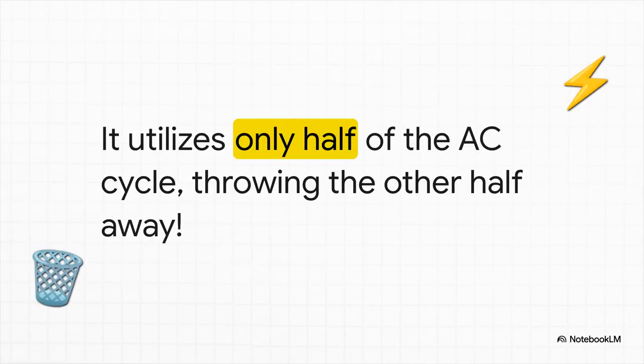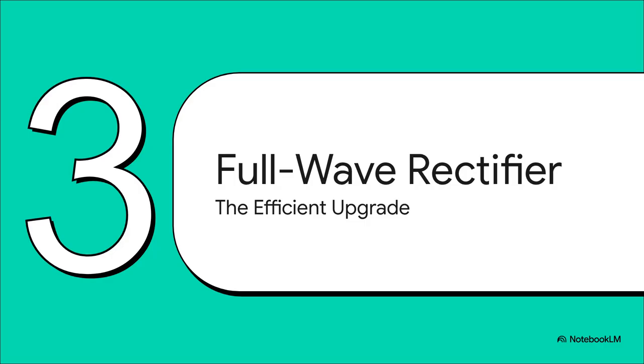And right there, that's the big problem, isn't it? The half-wave rectifier literally just throws away half of the electricity it gets. It's kind of like ordering a whole pizza and then just throwing half of it in the bin before you even start. There has to be a better way, right? And of course there is.